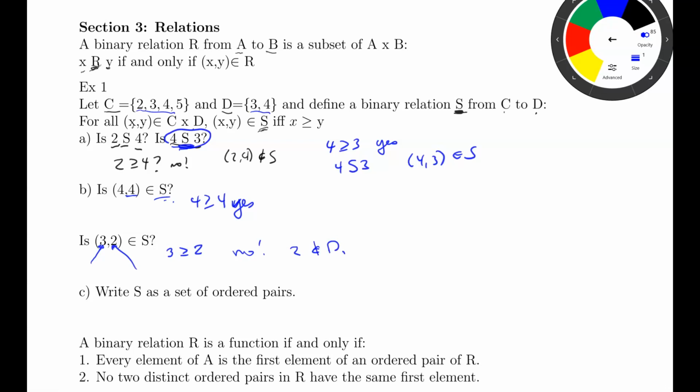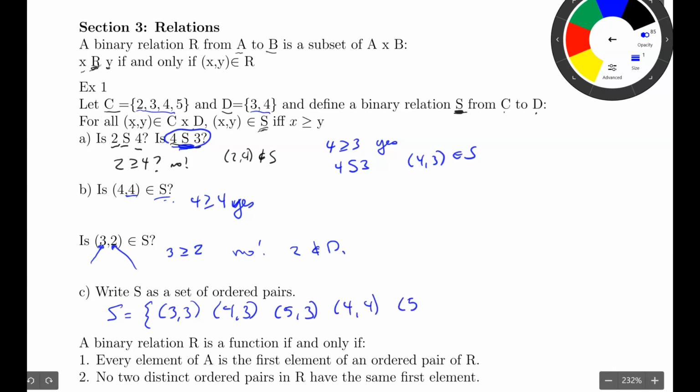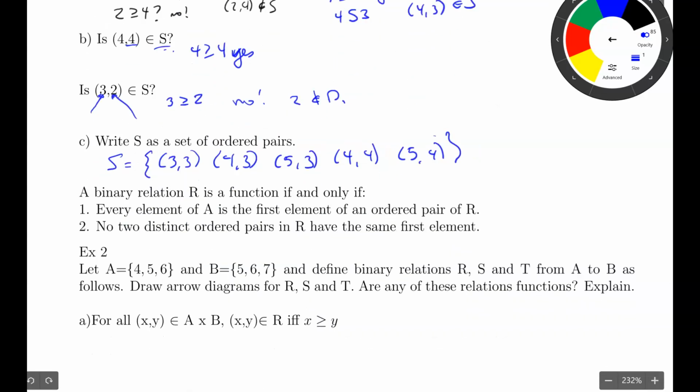So if I was to write out the ordered pairs for the relation S, 3 would be related to 3, 4 would be related to 3, 5 would be related to 3, 4 would be related to 4, and 5 would be related to 4. So those are the ordered pairs that are in the relation S.